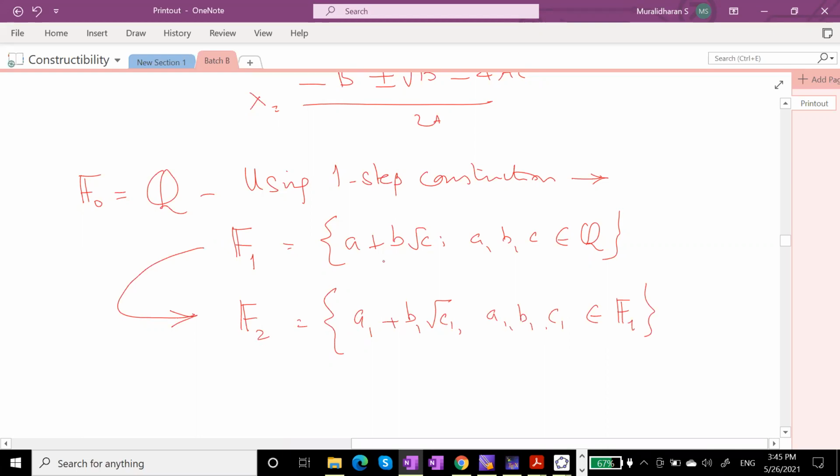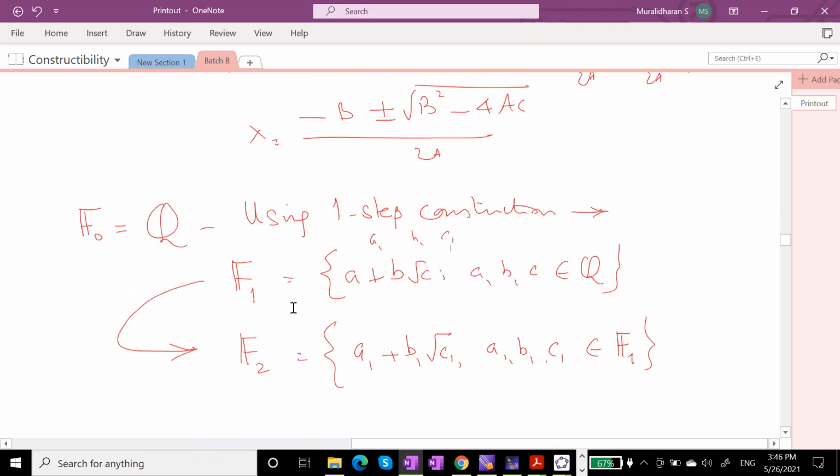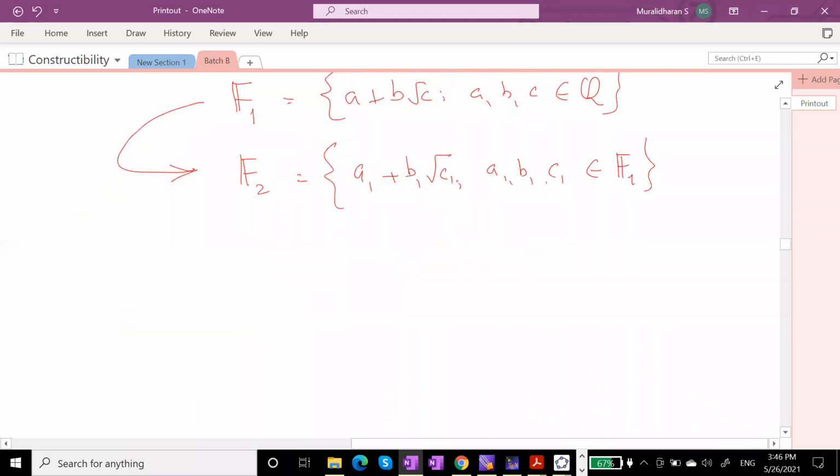So here, if I take any of these forms, suppose something is a1 here, b1 here, and c1 here, the same thing happens. Here we have not used anything like rational numbers and so on. We just used an equation like this, which is valid for any number. That means if I use the same thing, I would have got F2.